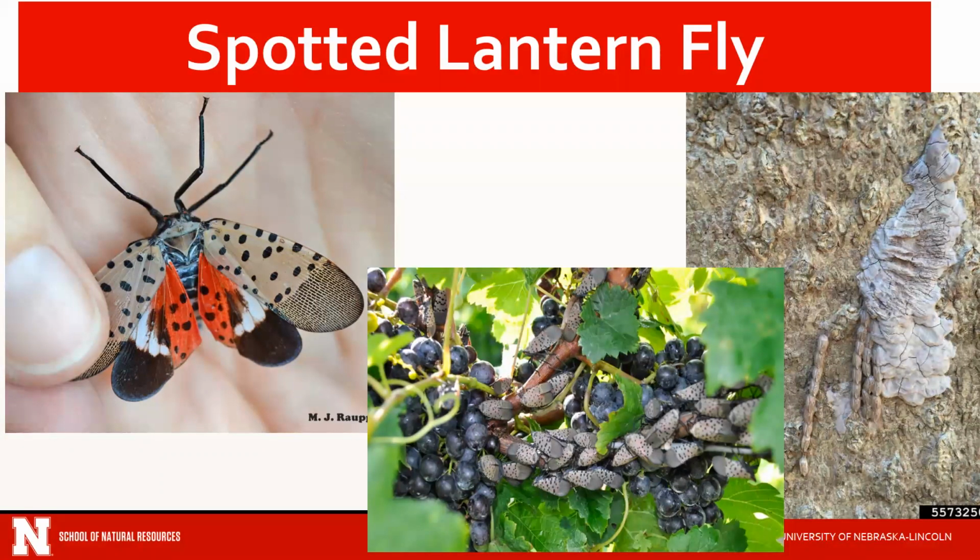And the spotted lanternfly has a lot of different issues that come along with it. First of all, on the left there is what it looks like when it flies. So it can fly around. And so of course that's going to help it to be more mobile.